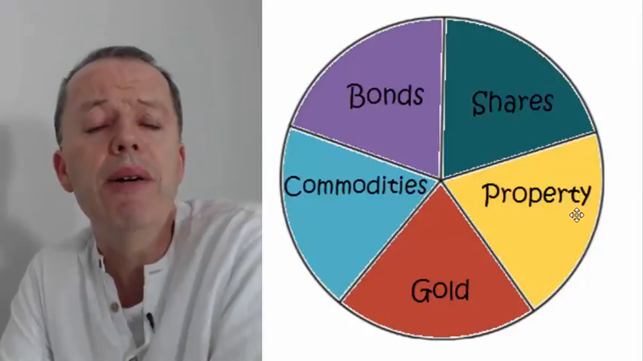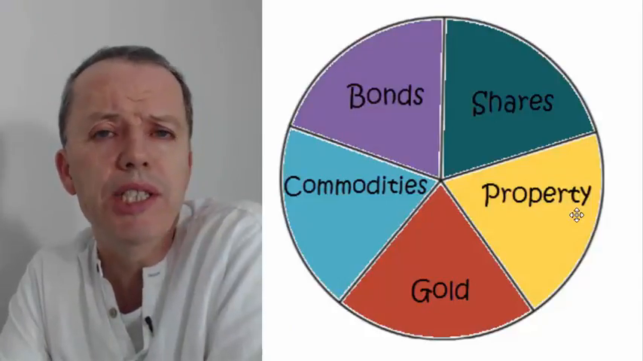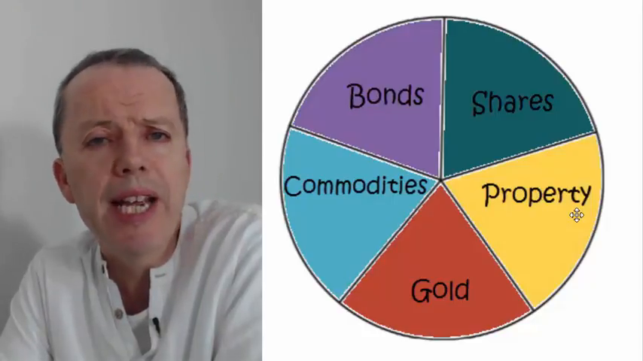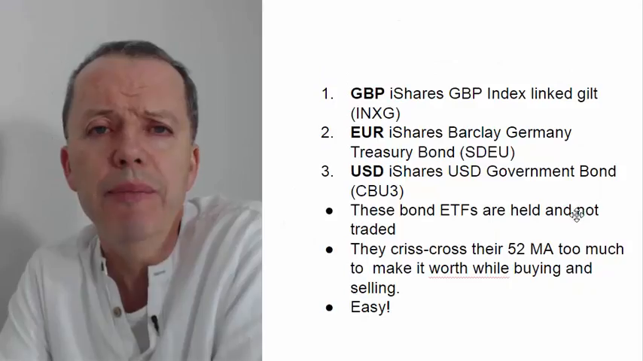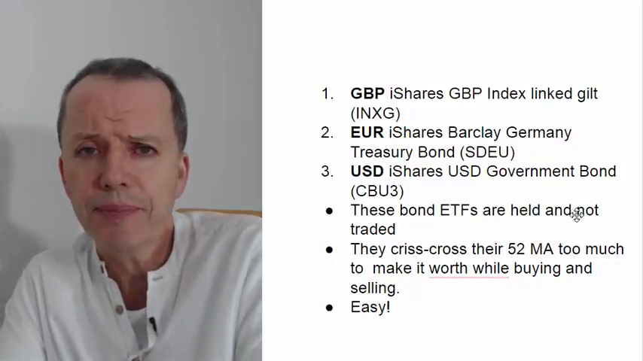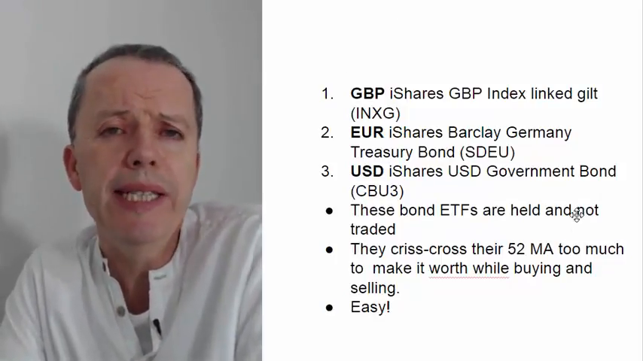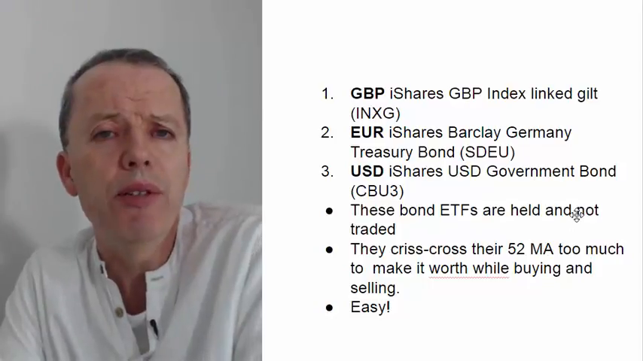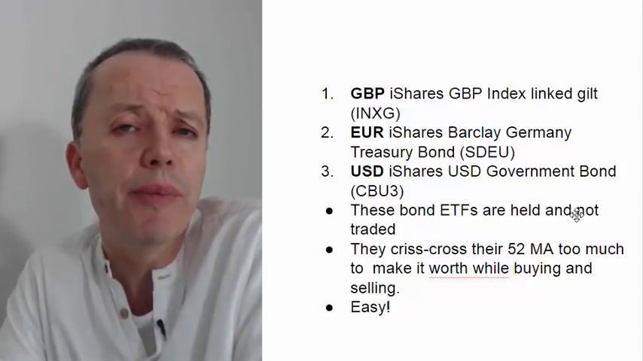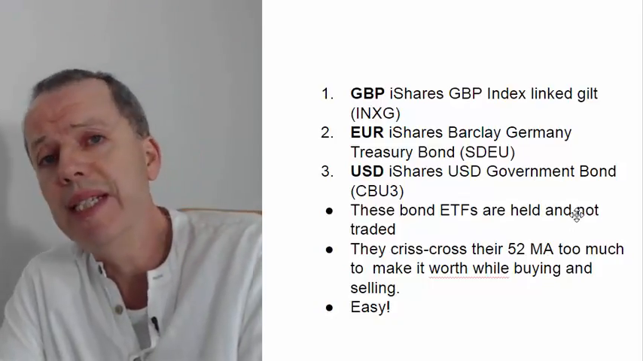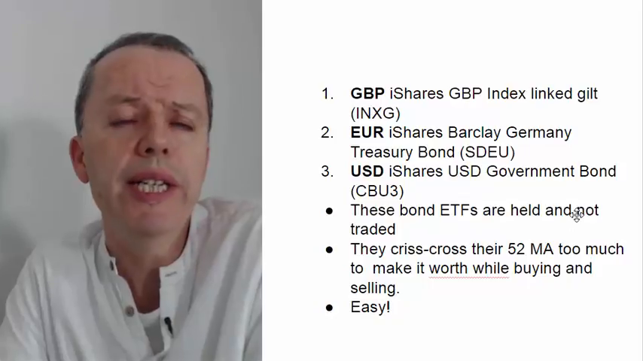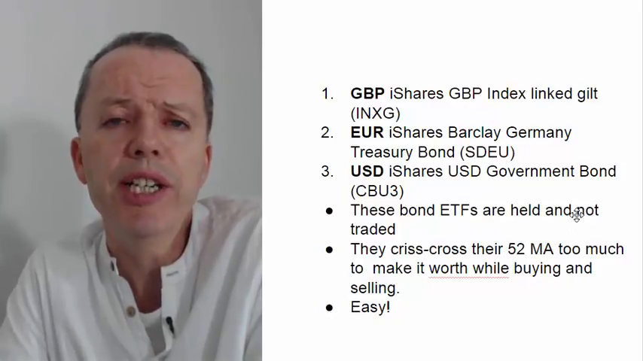Let's look at bonds. Now I don't trade bonds, I just have an exposure to bonds because they chop above and below their MA52 so much that it becomes a bit of a pain, and it becomes loss making to trade them. So I have 3 different bond ETFs that I'm exposed to. They're all done through iShares. One is denominated in British pounds, one in euros, and one in US dollars. So I just hold these. So I've got a bit of currency hedging in bonds.